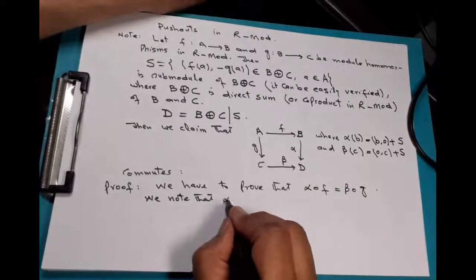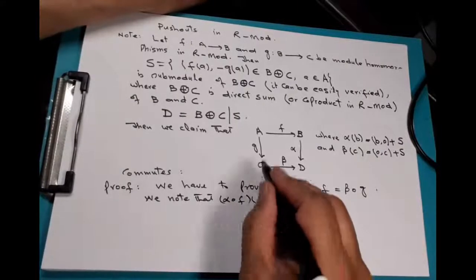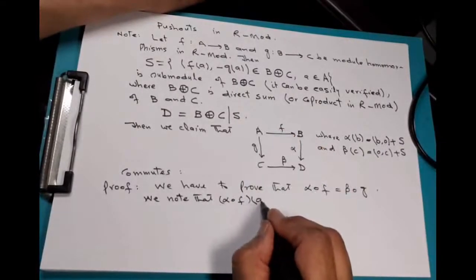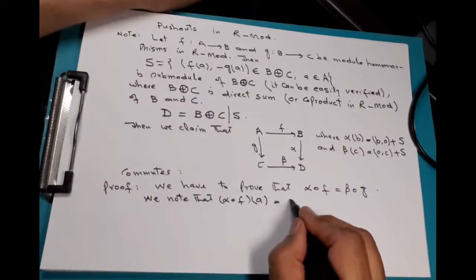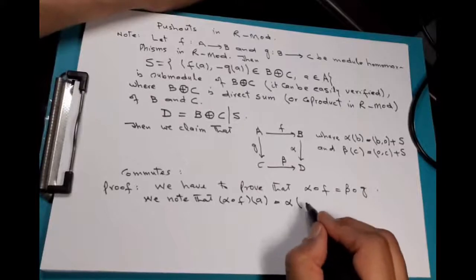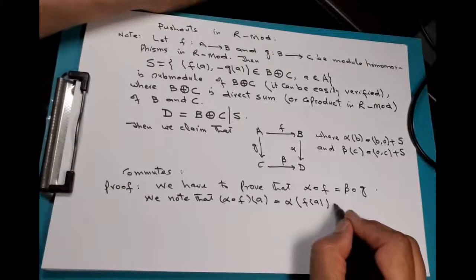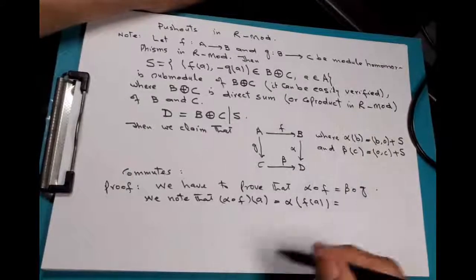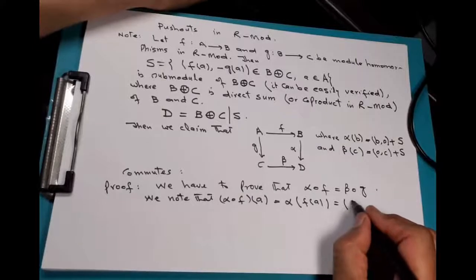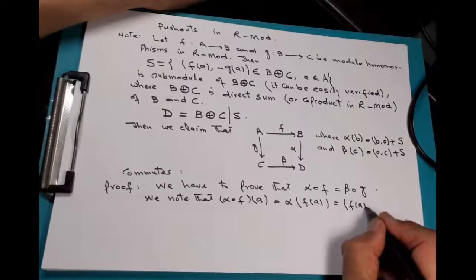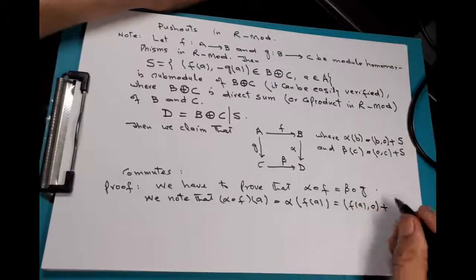We note that alpha composed with F effected upon an element a of capital A is equal to the effect of alpha upon Fa, and we know the way alpha is defined. This is equal to the ordered pair Fa, 0 plus S by this definition.